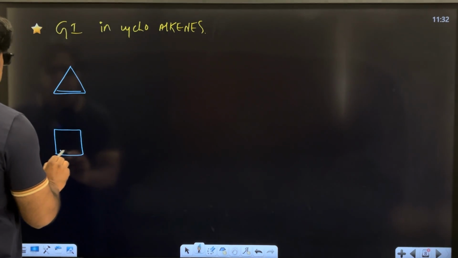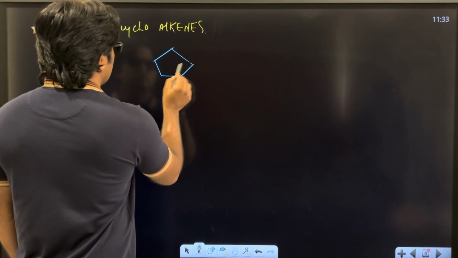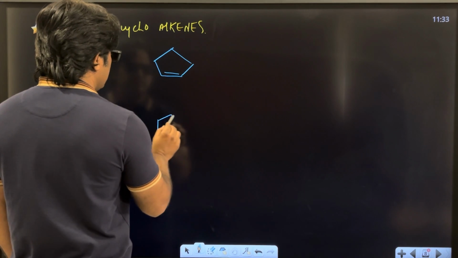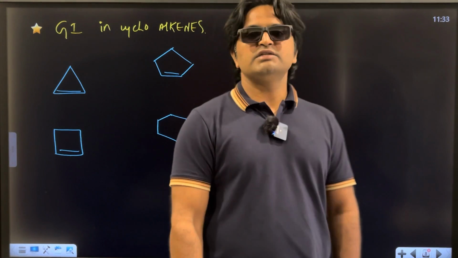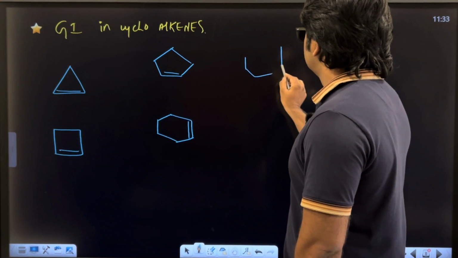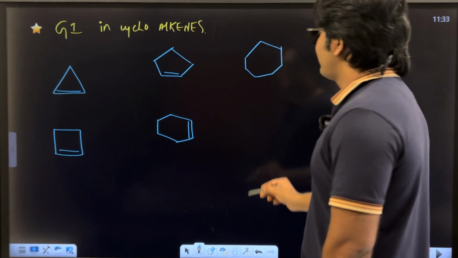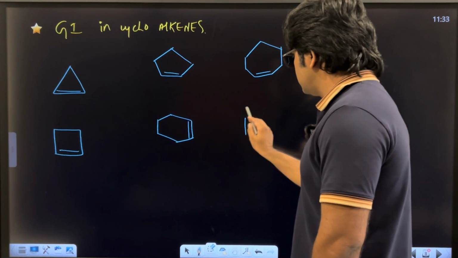Cyclobutene. 5-member ring system, cyclopentene. 6-member ring system, cyclohexene. And what is the 7-member ring system? Cycloheptene. And what is the 8-member ring system? Okay, this we will discuss later.